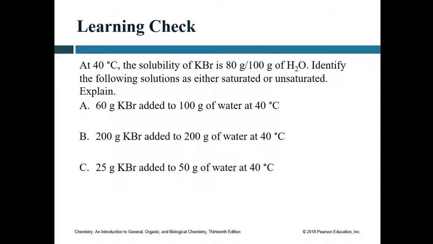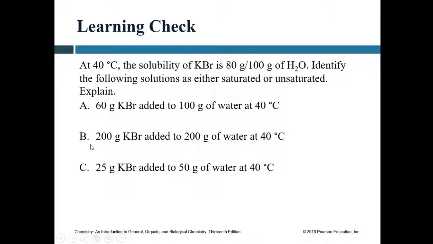All right, let's put some numbers here. At 40 degrees Celsius, the solubility of potassium bromide is 80 grams per 100 grams of water. Identify these solutions as either saturated or unsaturated. Okay, well, the maximum it can hold is 80 grams if you have 100 grams of water. So on A, we have 100 grams of water, and it says we just put in 60. Oh, well, it could hold 20 more, so that means this solution is unsaturated.